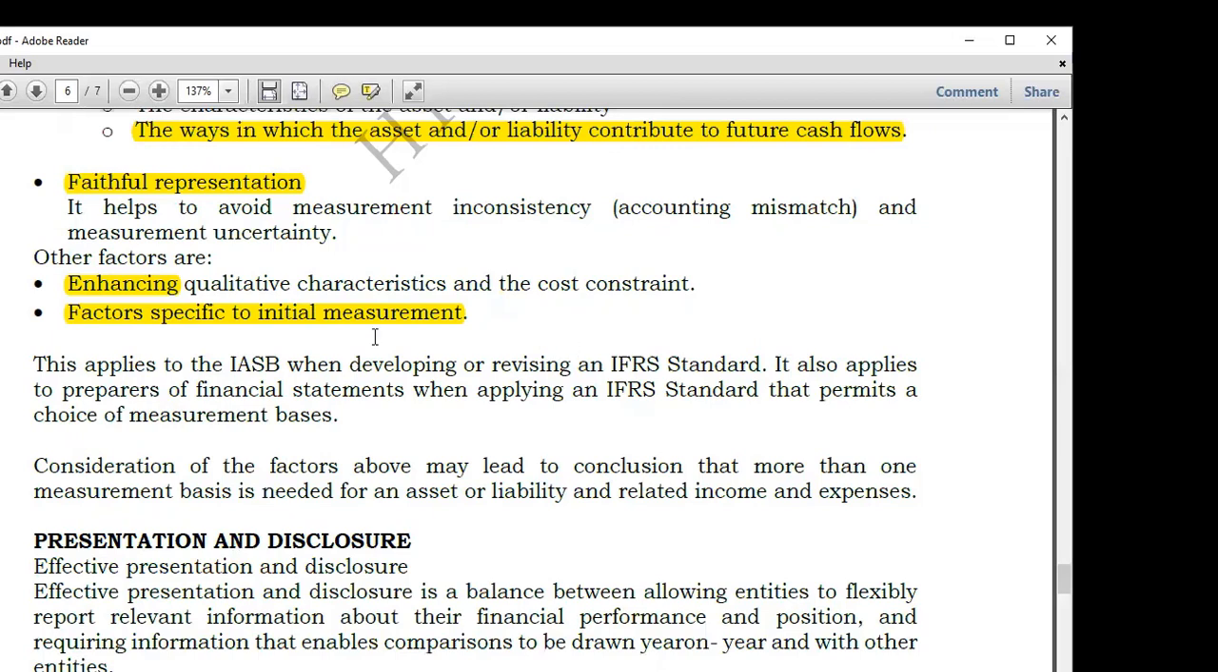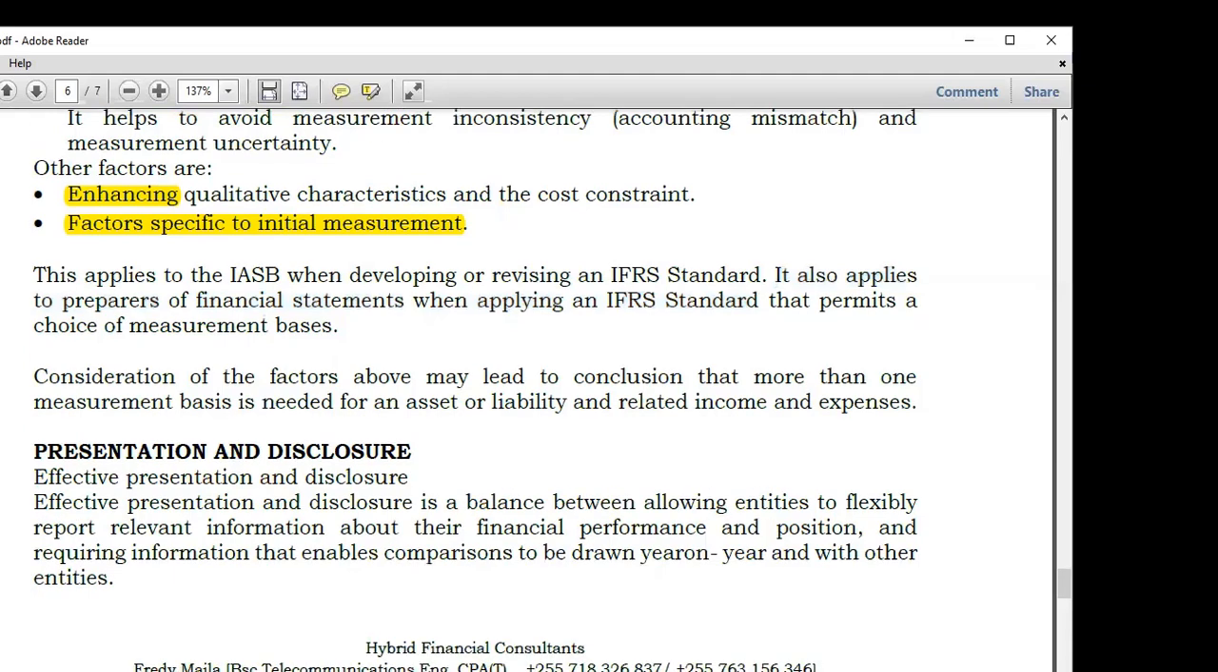It's obvious because the ISB refers to the conceptual framework to make an accounting standard, right? That's why we say a conceptual framework is just guidance, and we say it also applies to preparing financial statements when applying IFRS standards. Simply speaking, they refer to the whole of the conceptual framework.